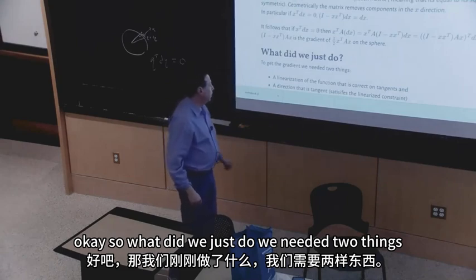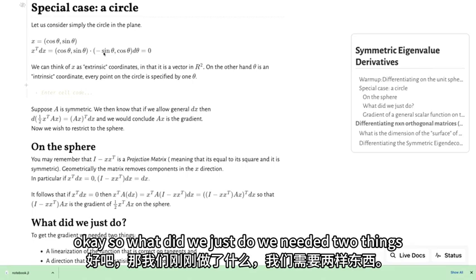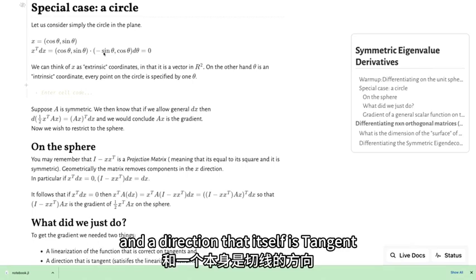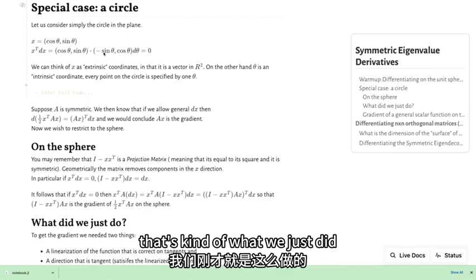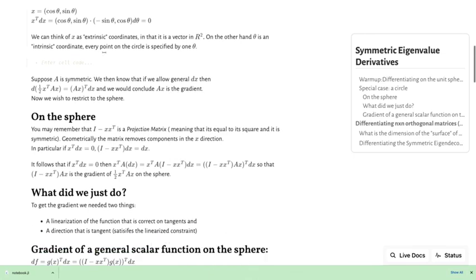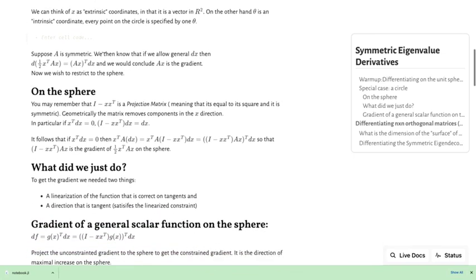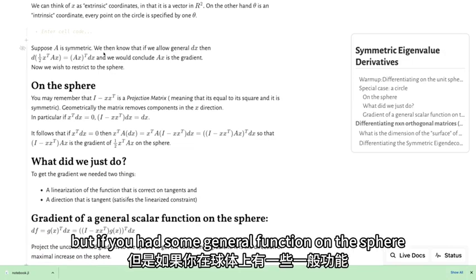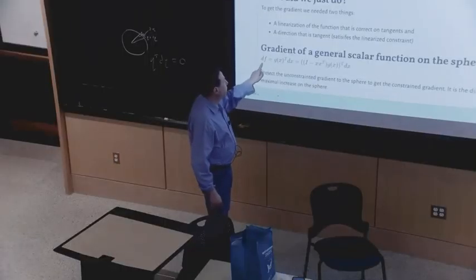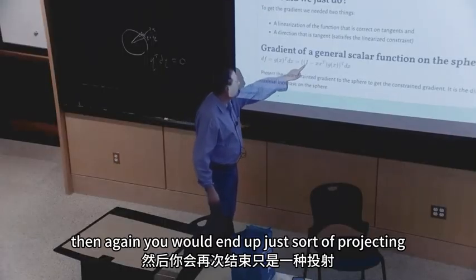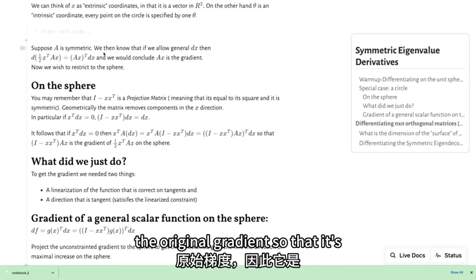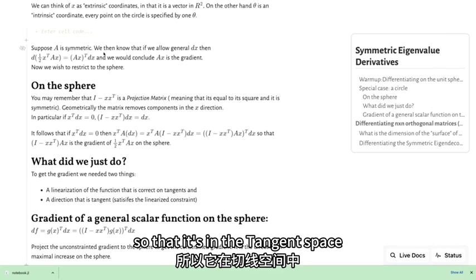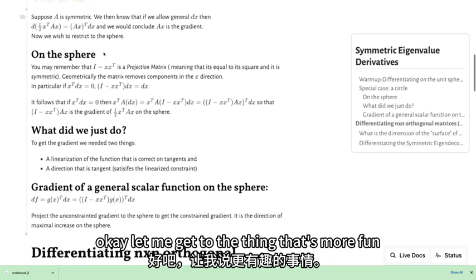Okay, so what did we just do? We needed two things. We needed a linearization of the function that's correct on tangents, and a direction that itself is tangent. That's kind of what we just did. In general, this wouldn't surprise anybody, but if you had some general function on the sphere, then again you would end up just projecting the original gradient so that it's in the tangent space.